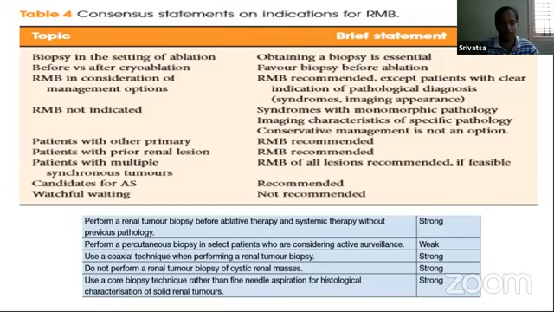Perform a renal tumor biopsy before ablative therapy and systemic therapy without previous pathology. Do not perform a renal tumor biopsy for cystic renal masses. Again, very, very important. The probability of tumor spillage, the fluid spillage, is very high. There might be an upstaging of disease, and therefore it should not be performed.